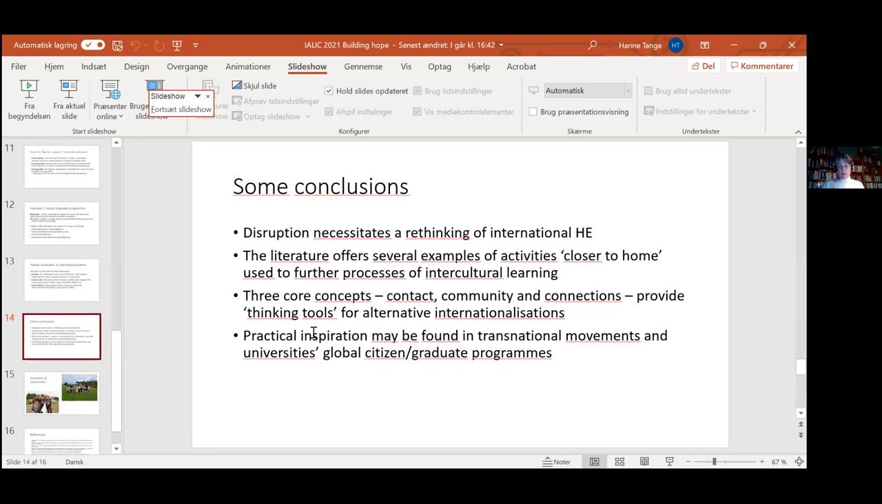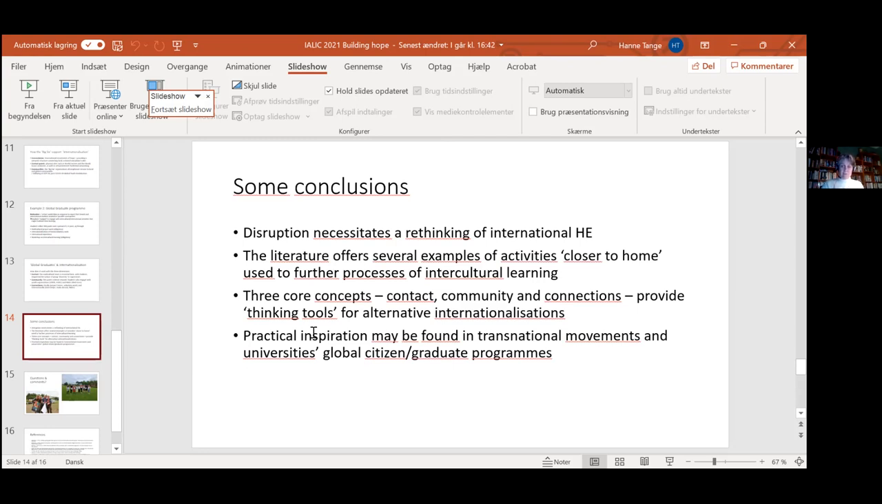I present the three core concepts, contact, community, and connections, because I think there are ways for us to rethink alternative internationalizations, and it can certainly also be translated into cyberspace, which is the next thing I'm probably going to add to my reflections. And as I just talked about, I think there is practical inspiration to be had looking outside academia at some of the transnational social movements that are already in place, but also at some of the global citizenship schemes that have been adopted in an increasing number of universities around the world.